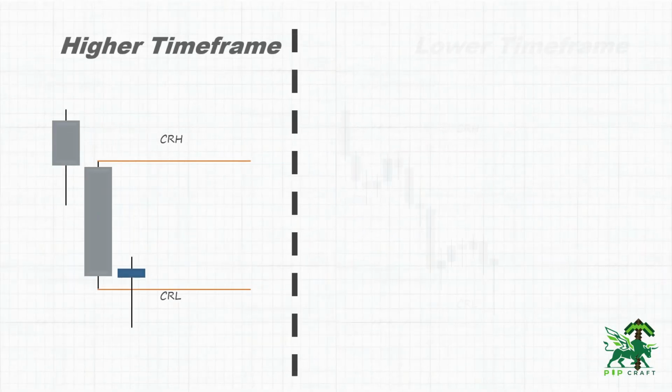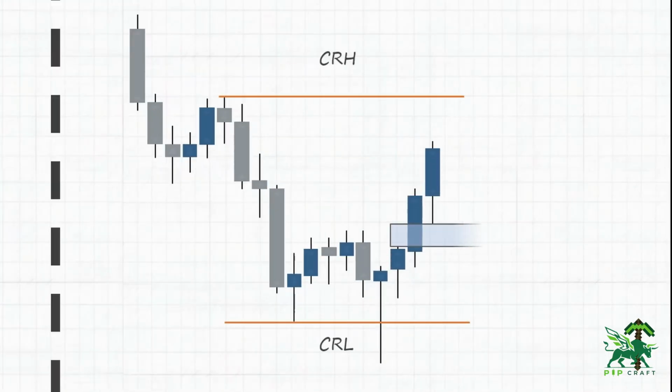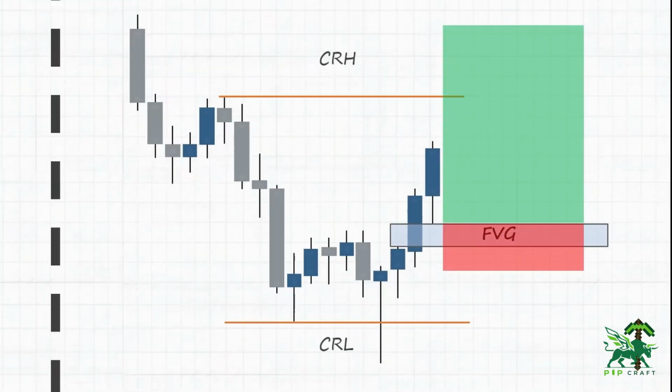On the lower time frame, we can see more details. In this strategy, we use the fair value gaps that appear after the sweep as our entry zone. So, all we need to do is wait for a fair value gap to form and then place our buy order at that level. We put the stop loss below the gap.